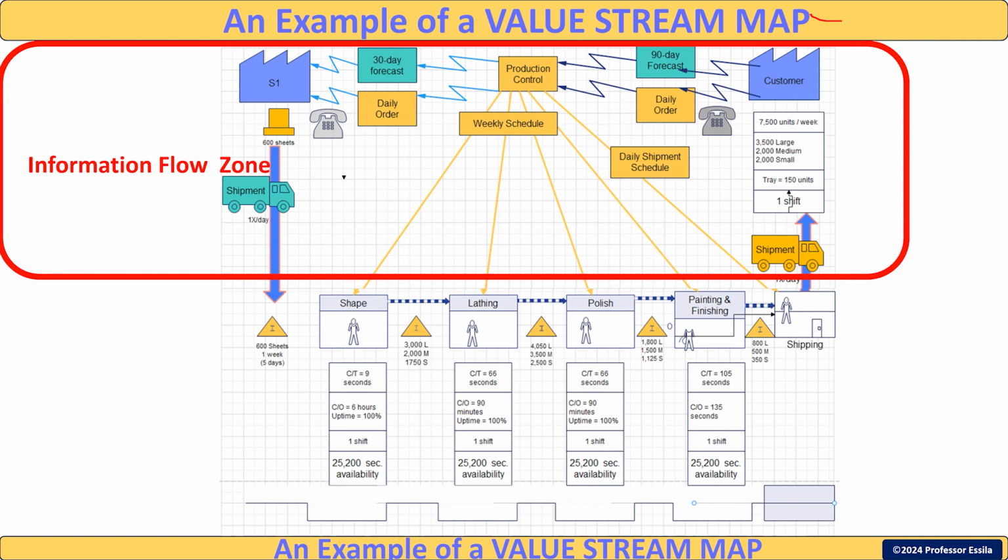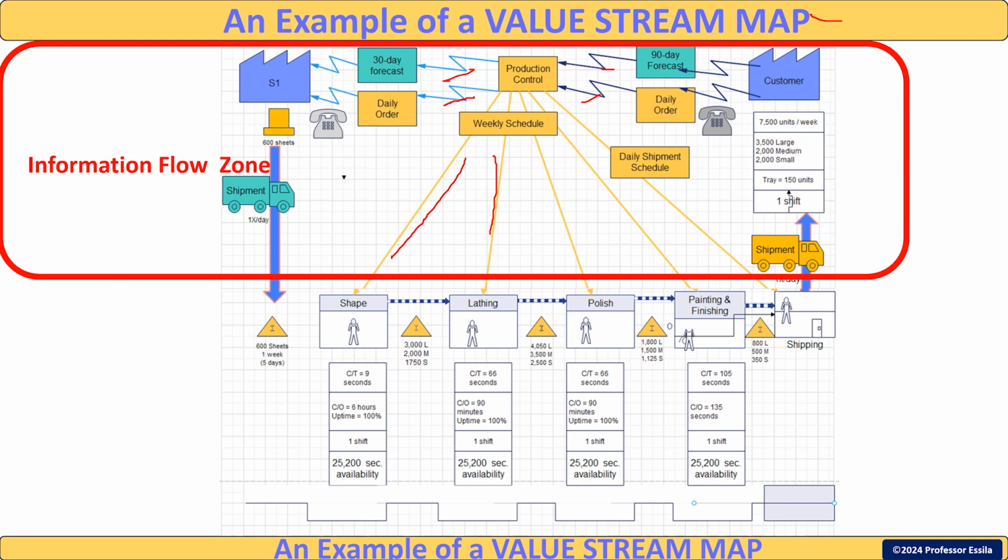This zone is characterized by various arrows. The wiggle arrows that you can see here, these wiggled or wavy arrows, as some people call them, indicate electronic information flows, while the straight arrows here denote natural information flow.